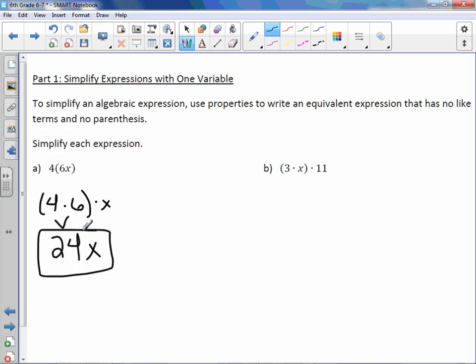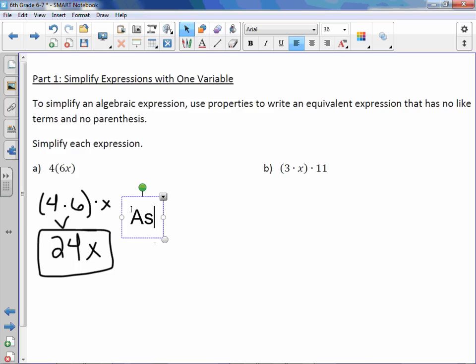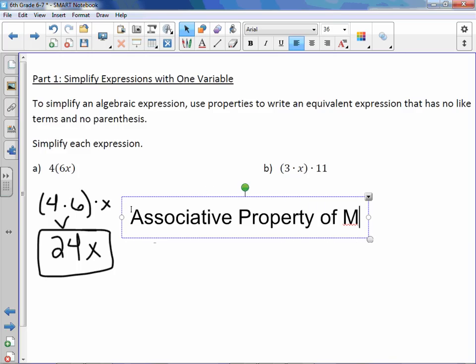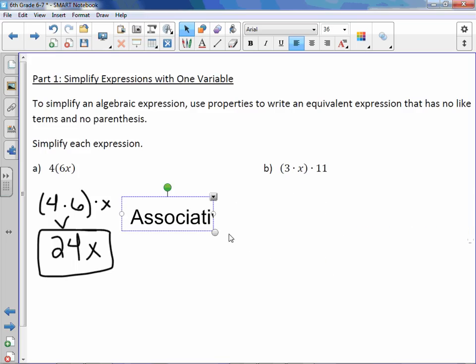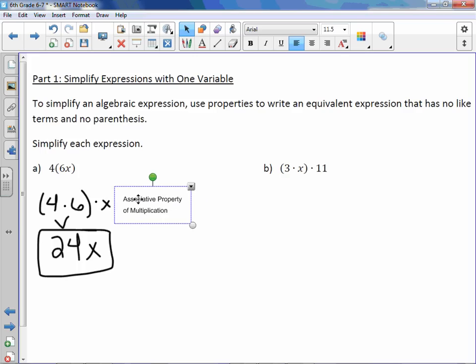Letter B, I'm going to do a couple things. And actually, you know what? I'm going to note what properties we use. Associative property of multiplication. That was this step right here.